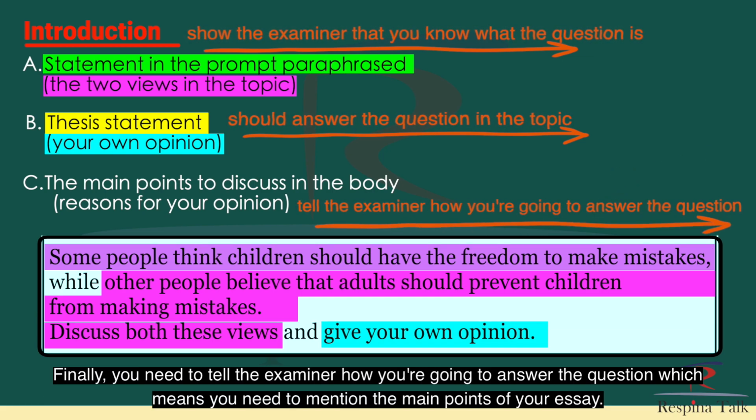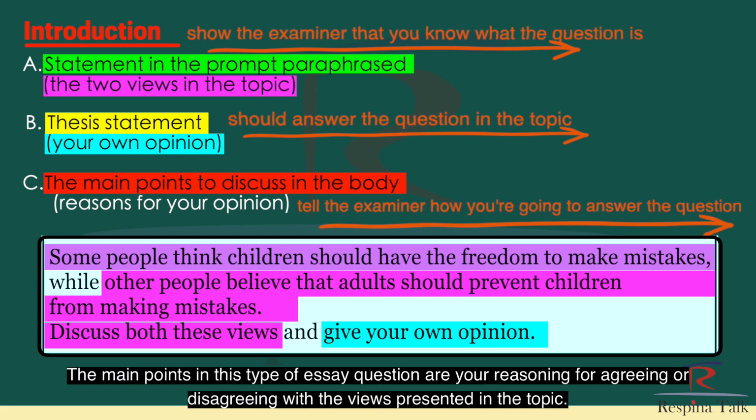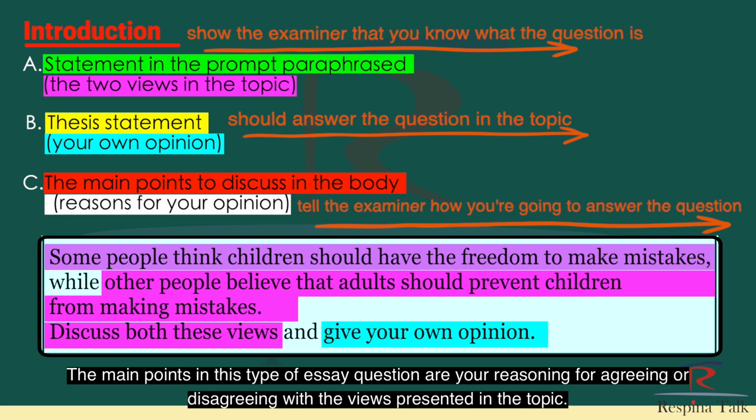Finally, you need to tell the examiner how you're going to answer the question, which means you need to mention the main points of your essay. The main points in this type of essay question are your reasoning for agreeing or disagreeing with the views presented in the topic.